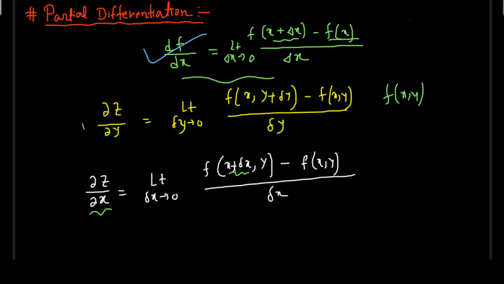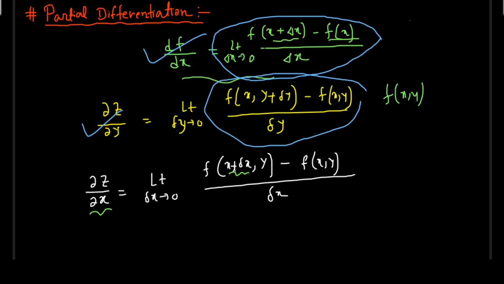So you can see the expressions are the same. The pattern of the expression is the same, but instead of one variable, here two variables are involved. Once we change y and once we change x. When y changes, x is fixed, and when x changes, y is fixed. So this is the main significance of partial differentiation: when we take the differentiation with respect to one variable, the other variables remain constant.